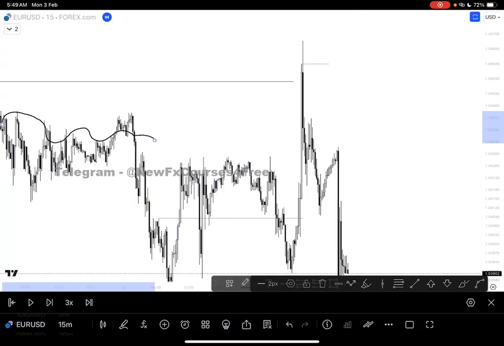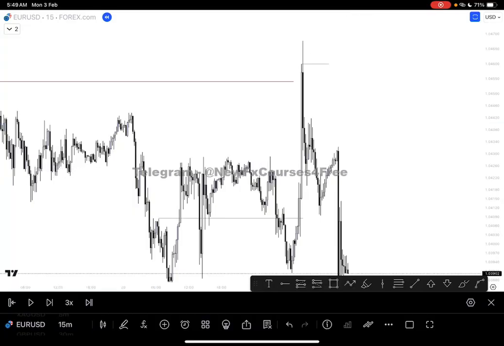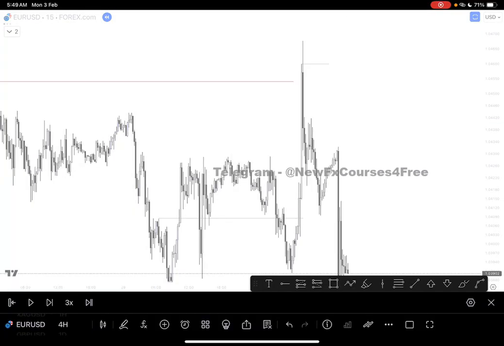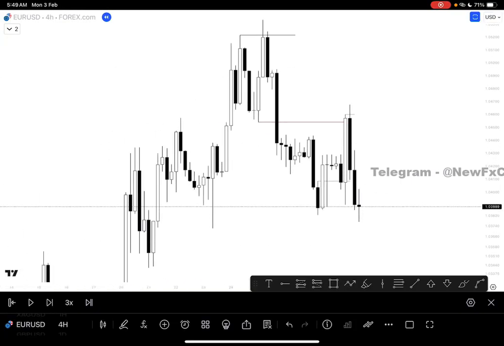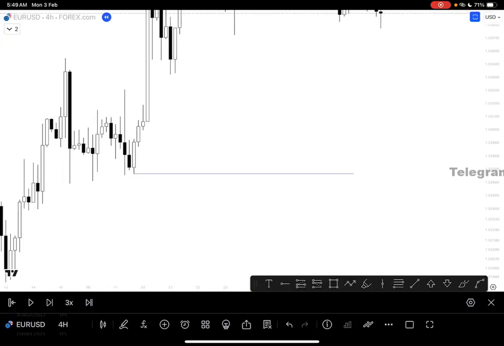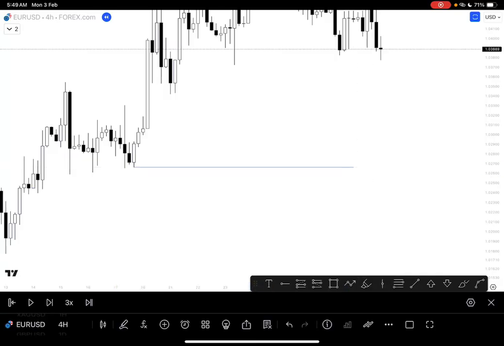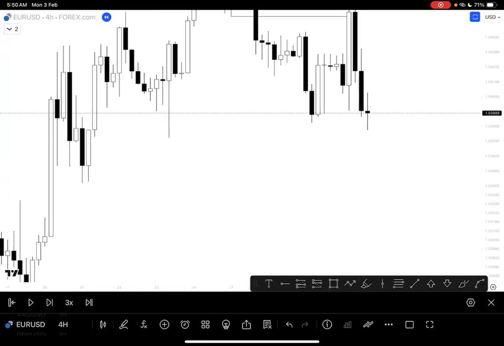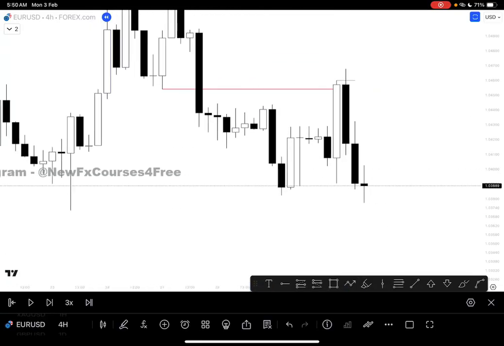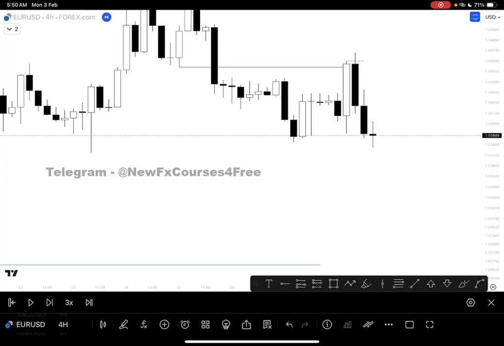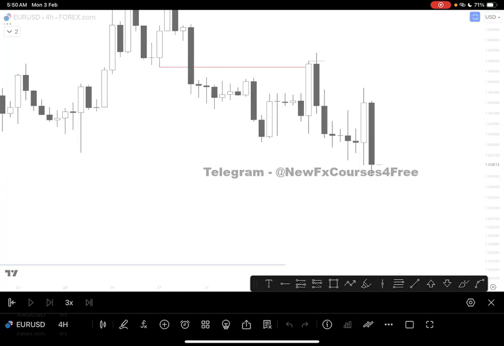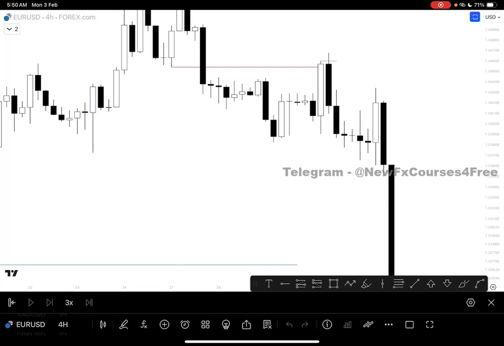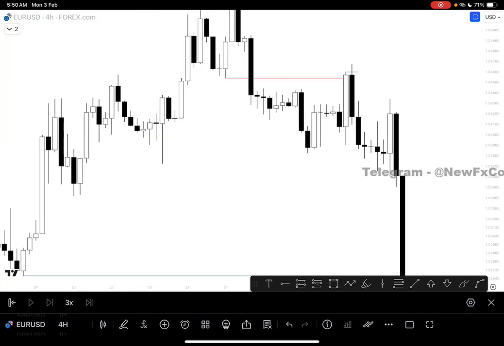Let me take this off. So going back to the 4-hour time frame here, remember our drawn liquidity is still lower, so we are actually bearish and you should be looking for sales. So the market actually displaced lower and boom, crashed finally.